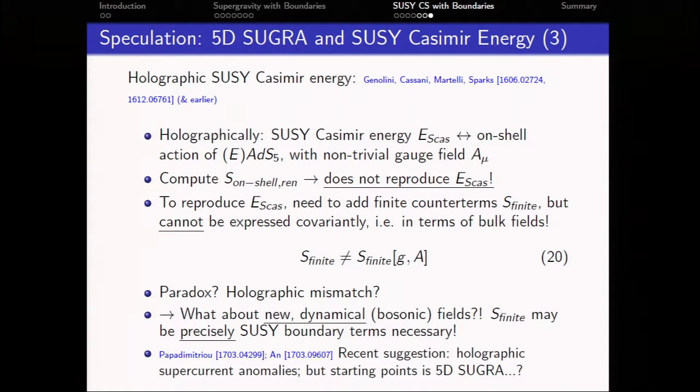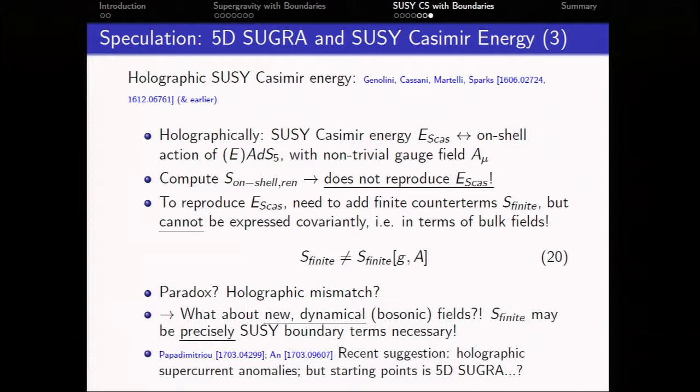So holographically, you basically just want to compute the on-shell action of Euclidean AdS with some non-trivial gauge field turned on. So there's some non-trivial gauge field on the boundary, on this S1 of the S1 cross S3. If you go through the normal procedure of calculating the renormalized on-shell action, you will see that it does not reproduce the supersymmetric Casimir energy. There is a mismatch. And in fact, to reproduce it, this is what these guys showed, we need to add particular finite counterterms, but these counterterms cannot be expressed covariantly.